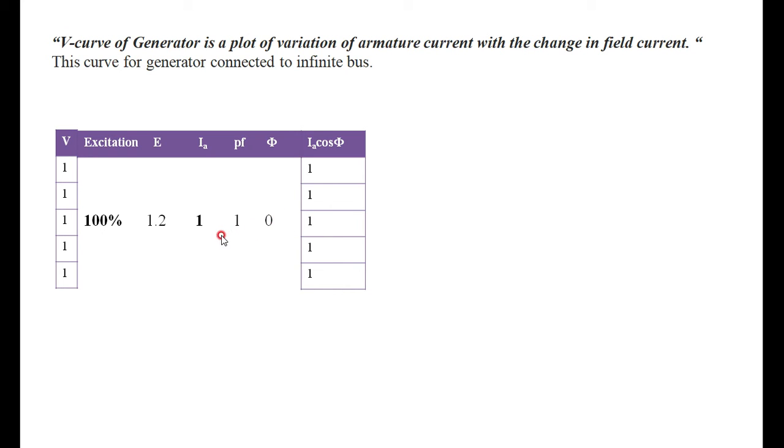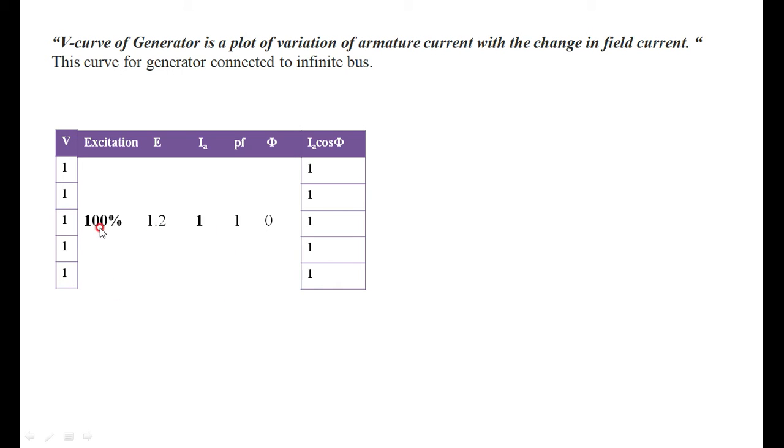Then what is I cos phi? This I cos phi is 1. But we know that I cos phi is a constant that we have derived already. If it is 1, the other is also 1 voltage. And at the same time, the terminal voltage is also constant. Therefore, I am keeping it as 1, 1, 1 here.